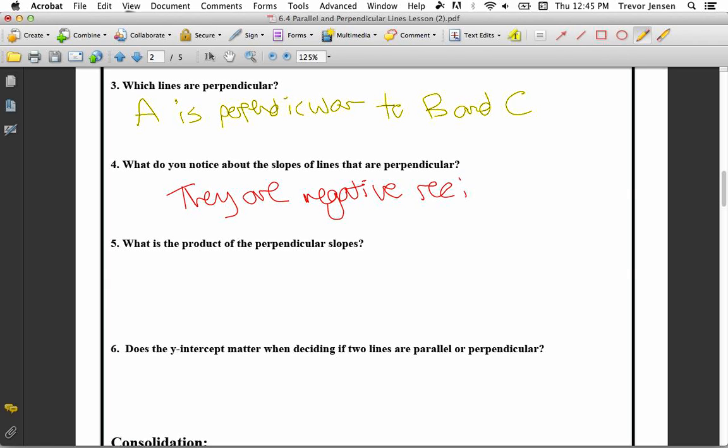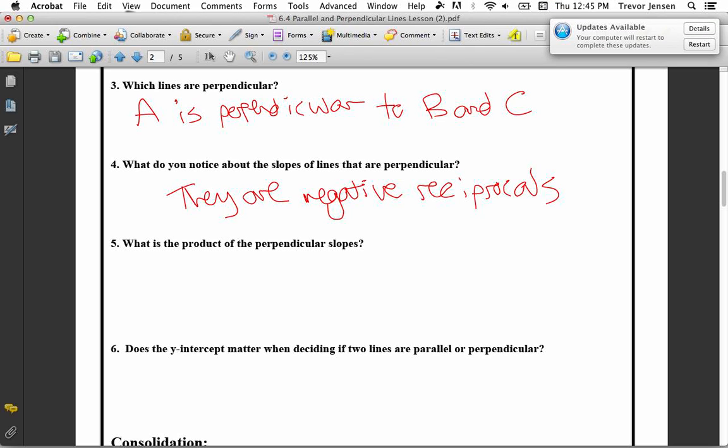And I'll read the next question first. What is the product of perpendicular slopes? Okay, so if you don't notice that two slopes are negative reciprocals of each other, remember negative reciprocals just mean that the slope has been flipped and the sign has been changed. So the numerator is now in the denominator and vice versa, and if it was positive it's now negative, or if it was negative it's now positive.